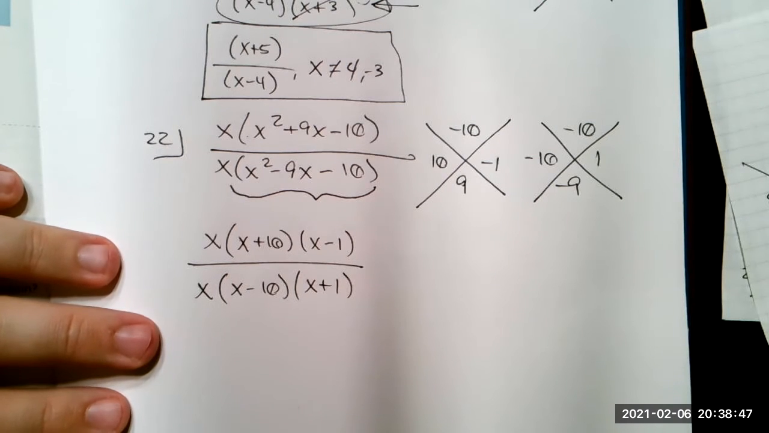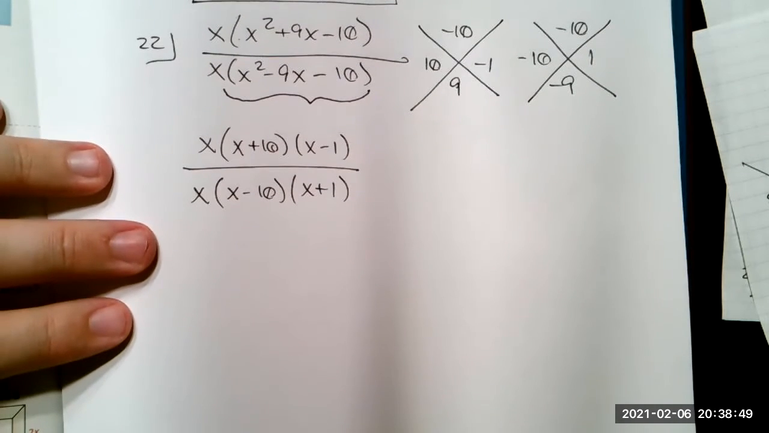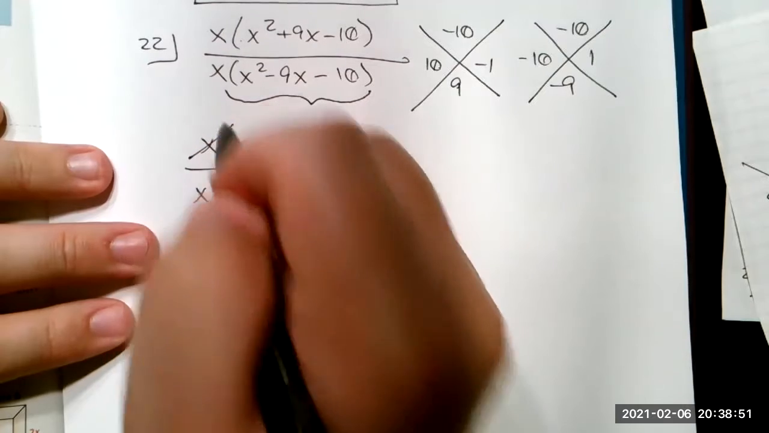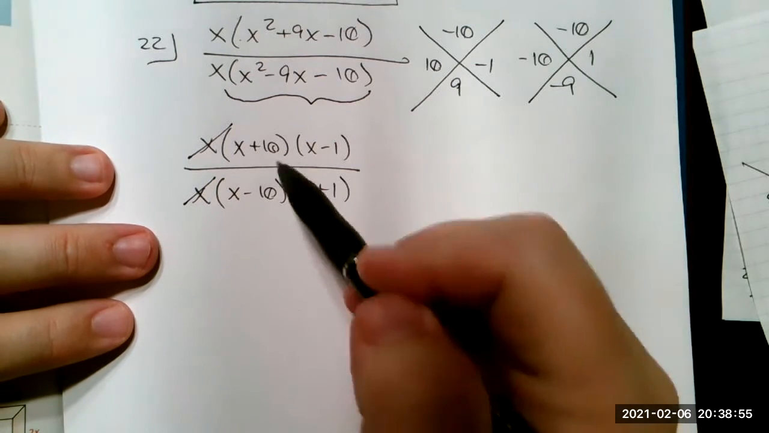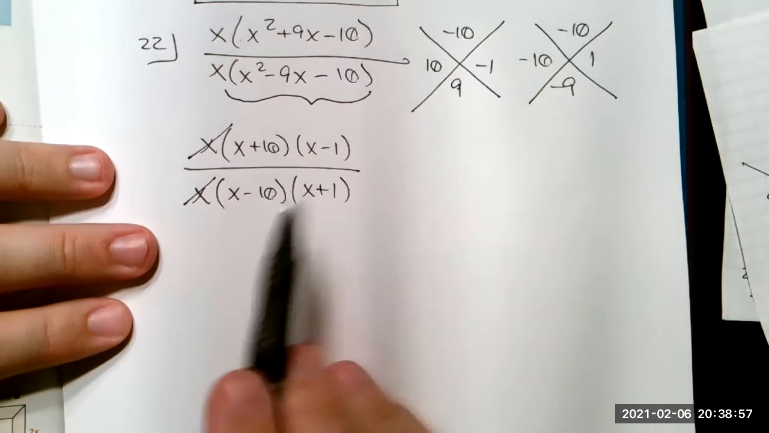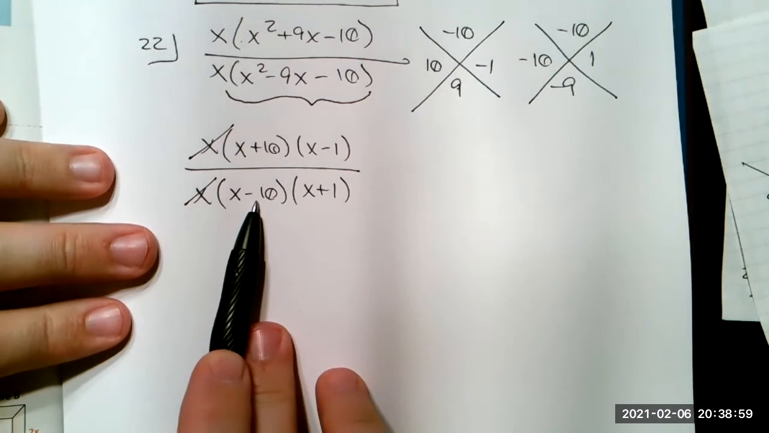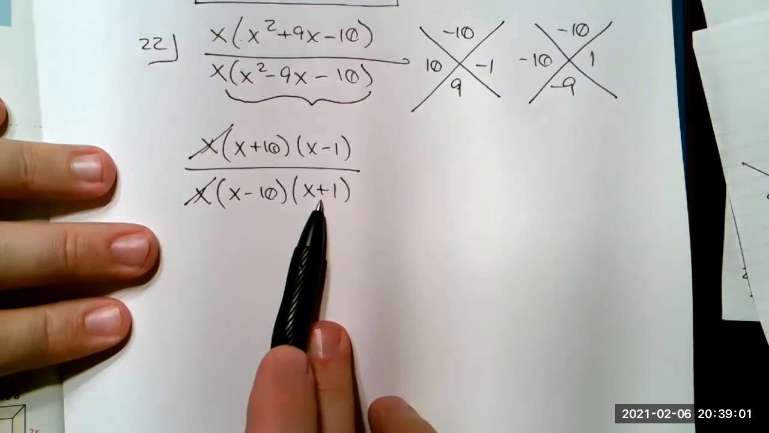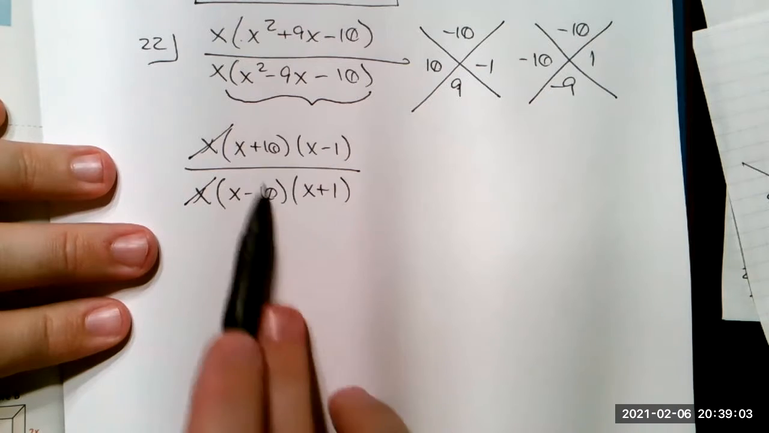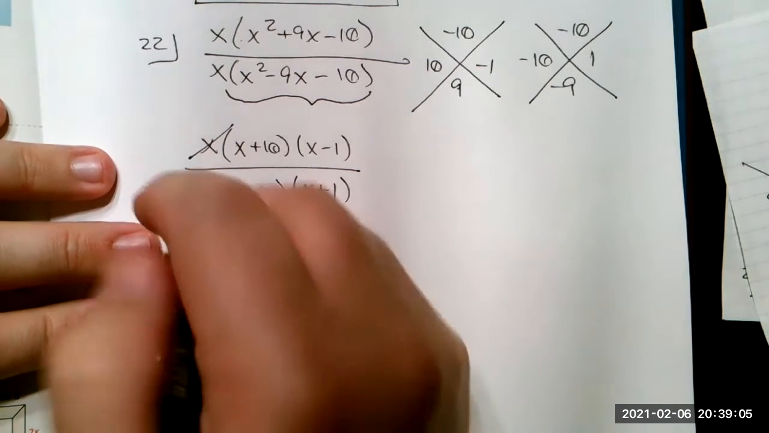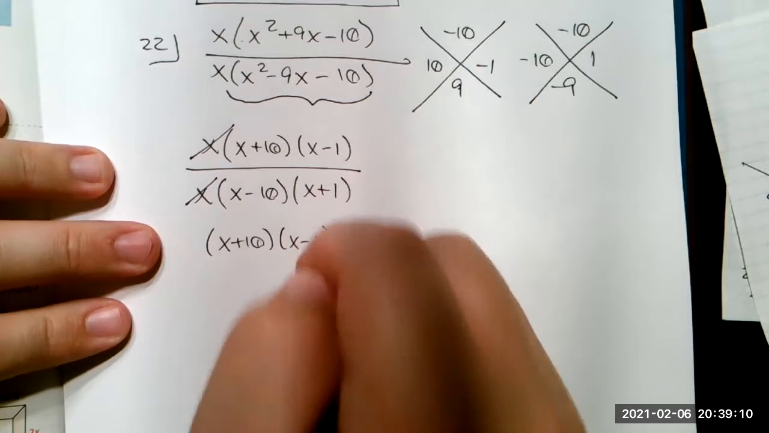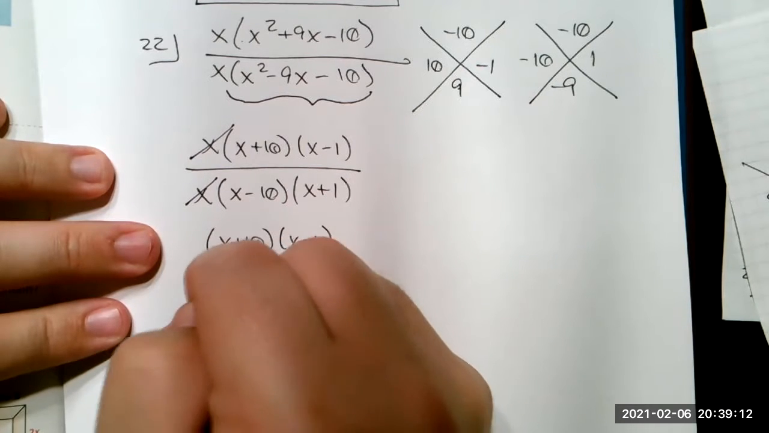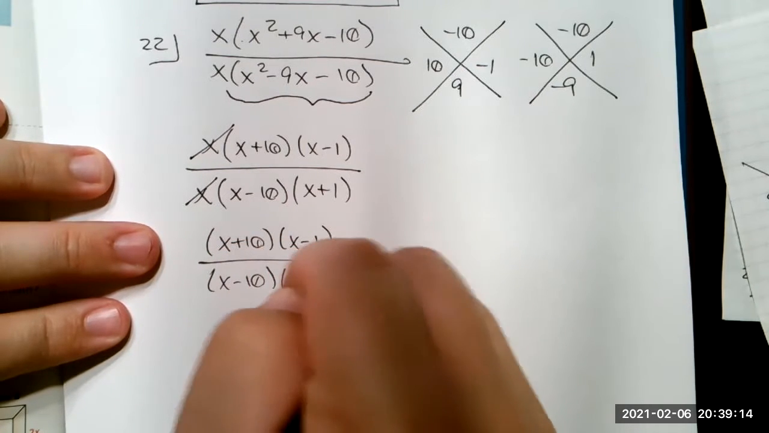So in this case, you might think more can cancel out, but in actuality, it's just going to be the x up top and down below. If you look, these things are not the same, right? This is x plus 10, x minus 10. This is x minus 1, x plus 1. They have to be exactly the same. So for 22, my final answer is going to be x plus 10 times x minus 1. In the denominator, x minus 10 times x plus 1.